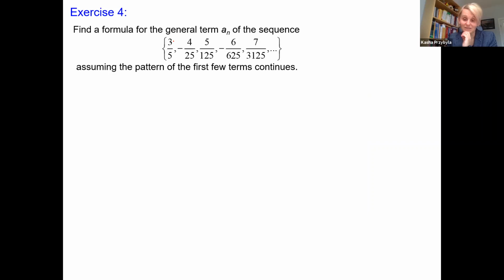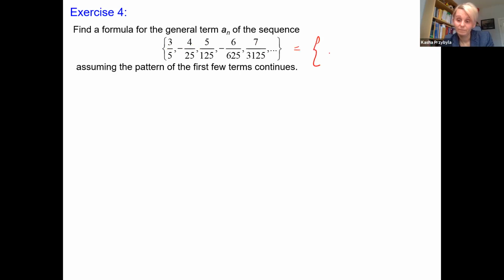Okay, that means let's see. We have 3 over 5, 4 over 25, 5 over 125, 6, 7. That means on the top, I have 3, 4, 5, 6, 7. In the denominator is 5, 25, 125, 625. Probably those are big numbers, but we can figure it out. And also we have positive, negative, positive, negative.